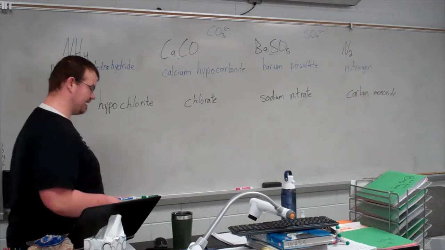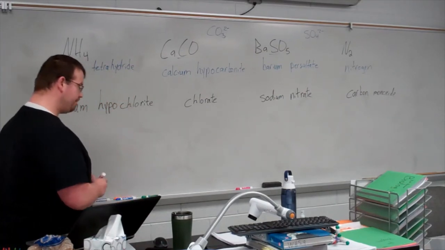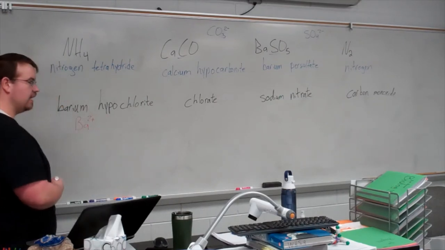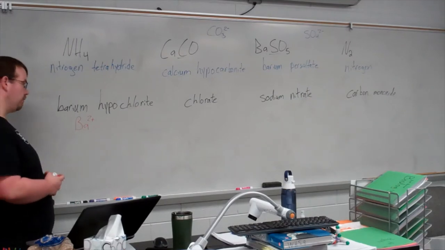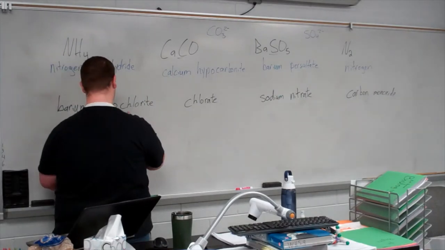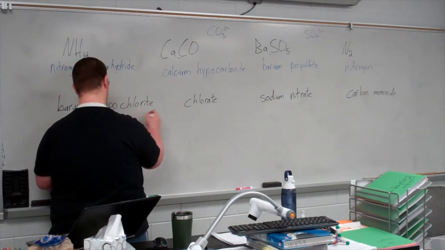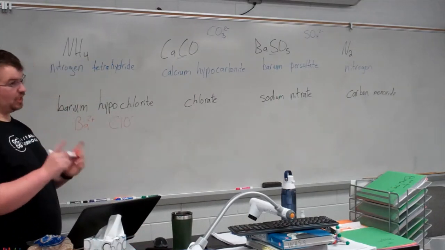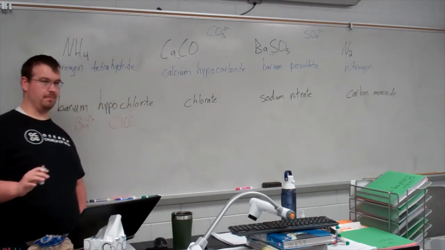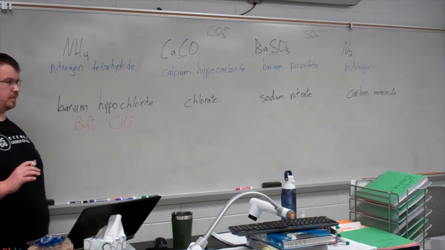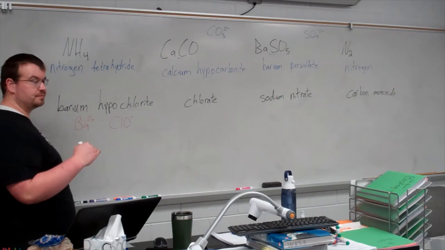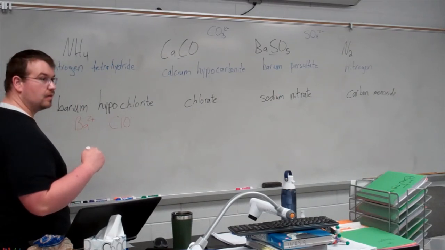Barium hypochlorite. Barium, yeah, which is 2+. Then we have a hypochlorite. ClO with a negative charge, like the negative that was top of the third. ClO, because chlorate is ClO3-. Hypo means 2 fewer than the root. So that was supposed to be 2 then?